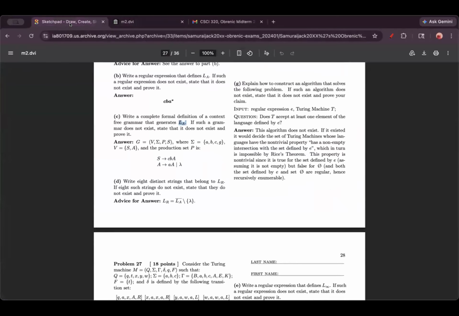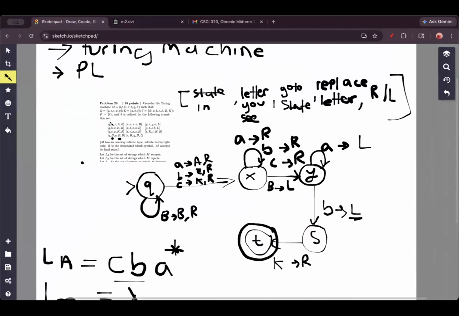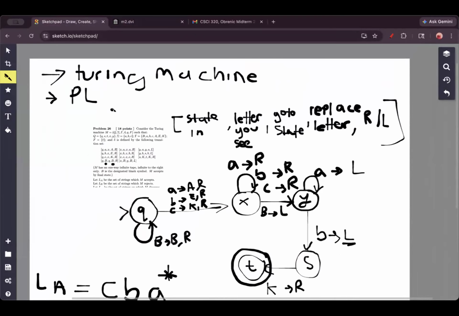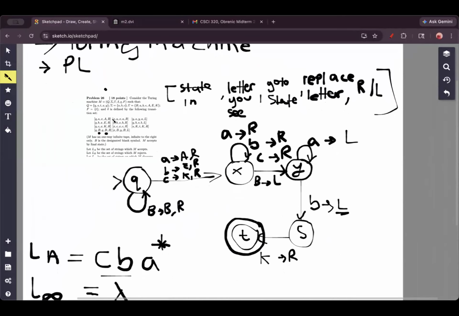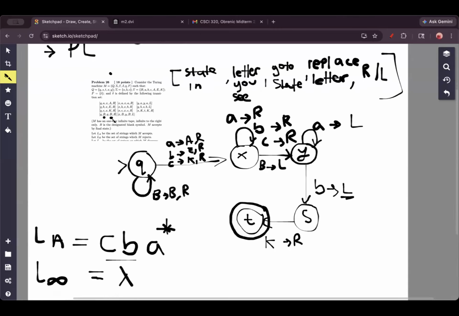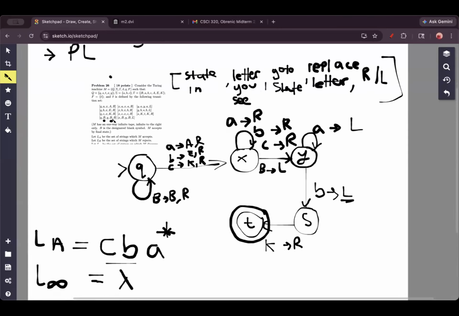Daniel, do you think it's a good idea to do another Turing machine problem, or do you guys want to do pumping lemma? It's up to you guys. What do you guys want to do? Yeah, up to you guys.